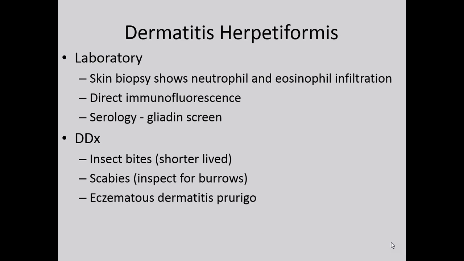So in the laboratory, what can we order? A skin biopsy may show neutrophils and eosinophils. Well, we know with the gluten allergies or any kind of food, chemical, or mold sensitivities that usually eosinophils are going to be increased. We can test for an anti-gliadin or anti-transglutaminase with a serum or blood testing also.